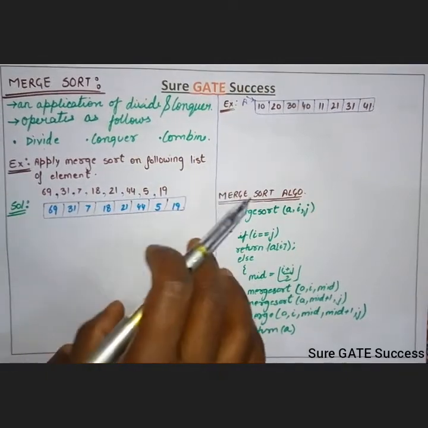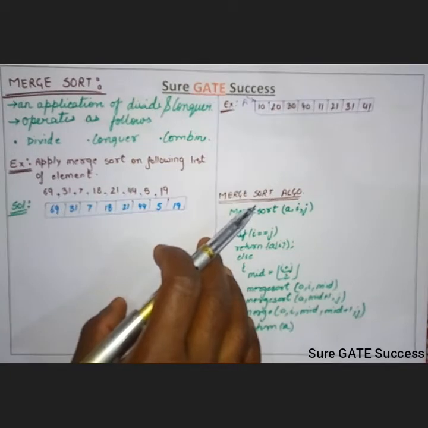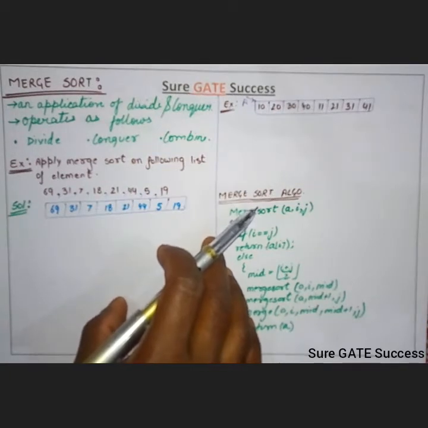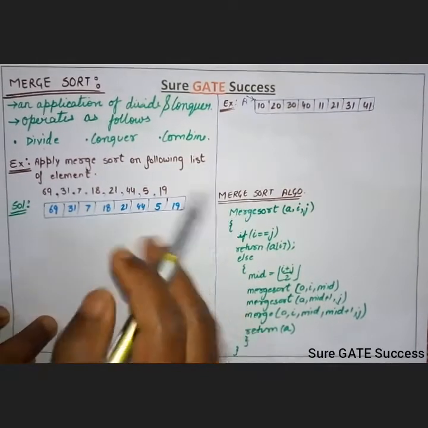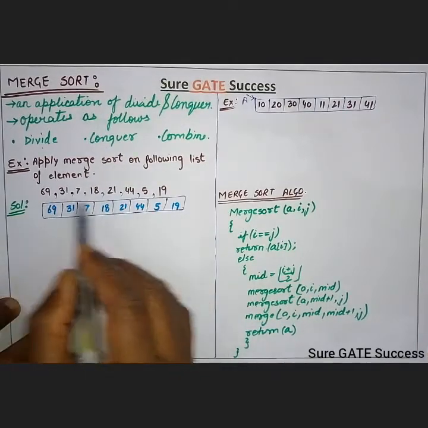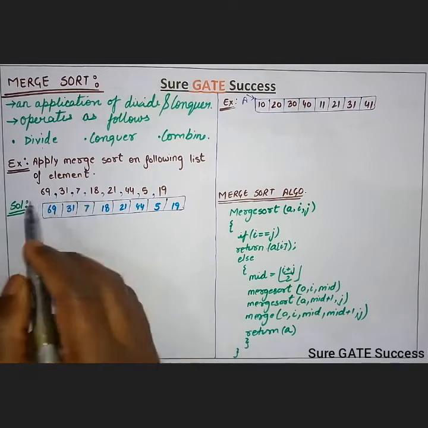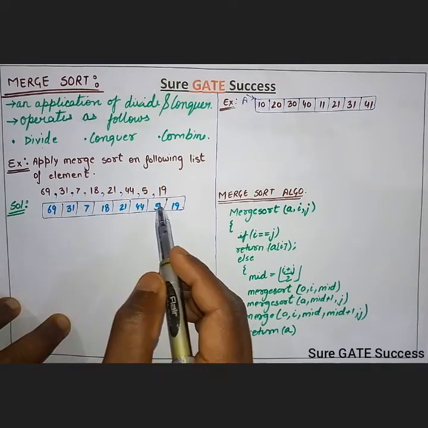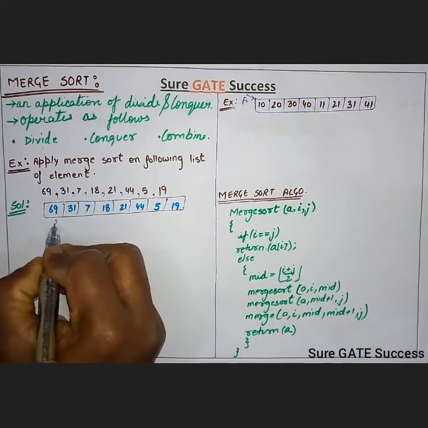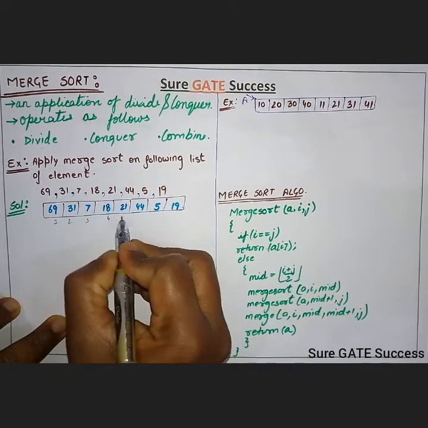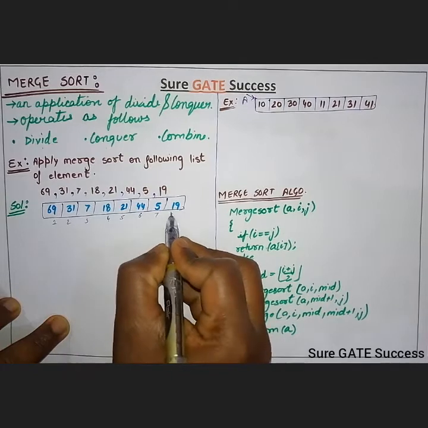Let's understand it with the help of an example. In this example, we have to apply merge sort on the given array. This is the list of elements, or we can say the array. How many elements are there? There are totally 8 elements.